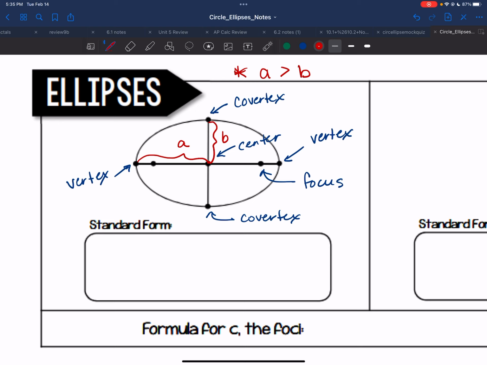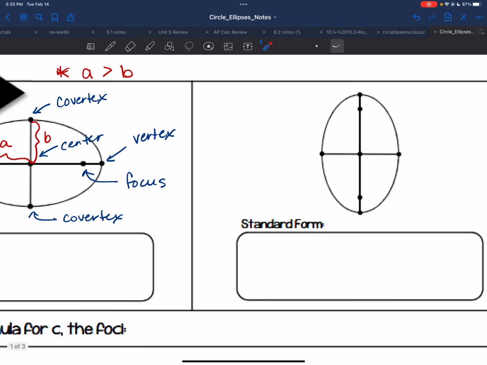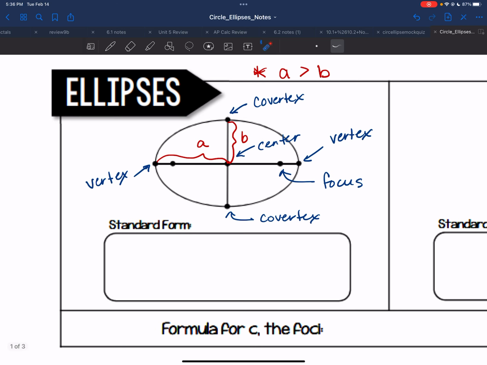Here we have what I would call a horizontal ellipse. The way I know that is because it's elongated along my x-axis. You can also have a vertical ellipse, because that's elongated along the y-axis. Let's examine our equations and take a look at what these mean.